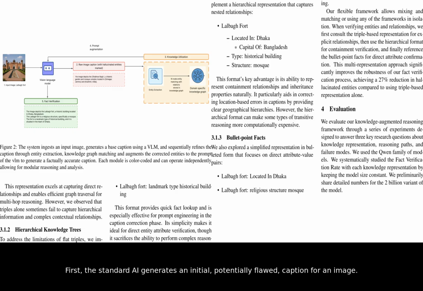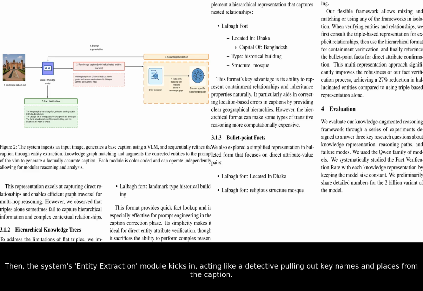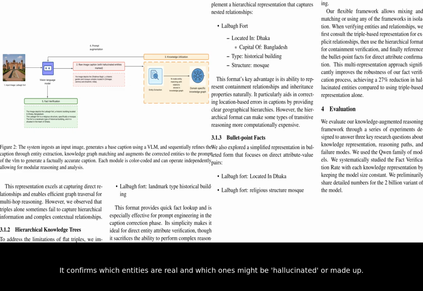First, the standard AI generates an initial, potentially flawed, caption for an image. Then, the system's entity extraction module kicks in, acting like a detective pulling out key names and places from the caption. The next step is the knowledge graph navigation, which is like checking those names against a trusted, super smart encyclopedia. It confirms which entities are real and which ones might be hallucinated or made up.